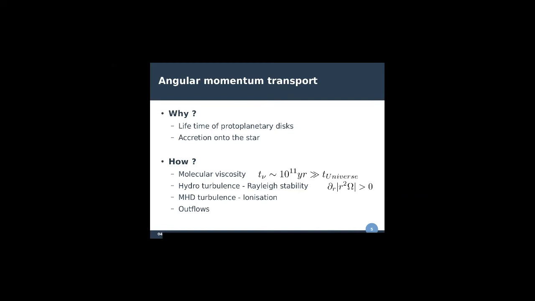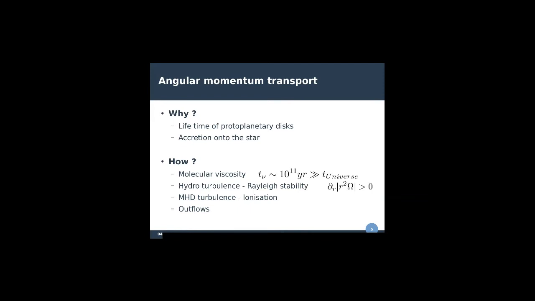And after that, stars that are older than a few million years don't have protoplanetary disks. So it means that there is an evolution, and to explain this evolution, we need to understand angular momentum transport. So the first idea could be molecular viscosity, but indeed it's very low. As I said, the Reynolds number is very high, and the typical viscous time scale is 10 to the 11 year. So this cannot do the job.